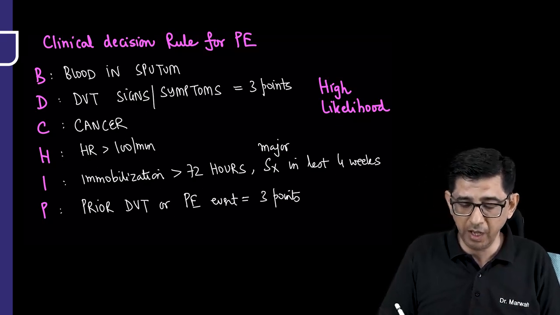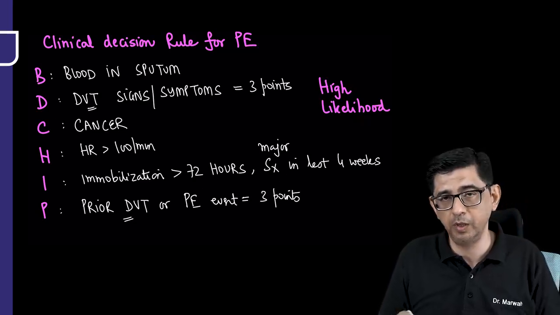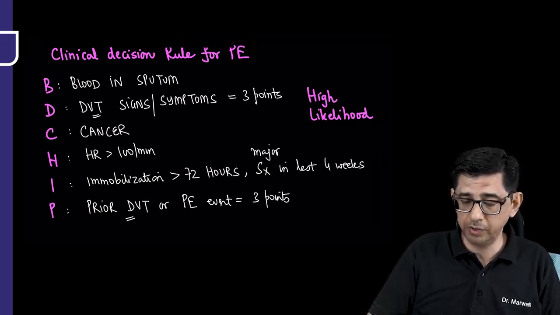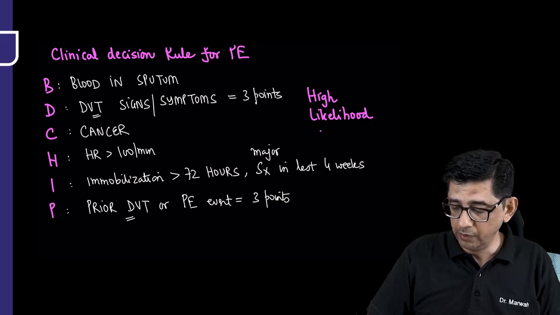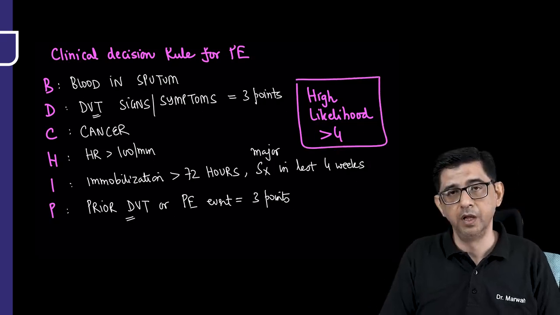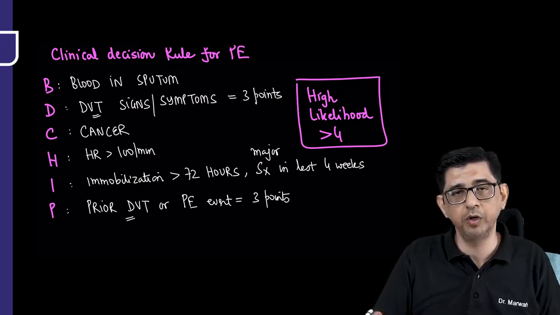Listen to the points again. Either it is a current episode of DVT, or it is a prior DVT event or pulmonary embolism that the person has suffered from. And he says that if the total score of a person is more than 4, then there is a high likelihood of development of pulmonary embolism. This that I've currently explained to you is the clinical decision rule for pulmonary embolism.